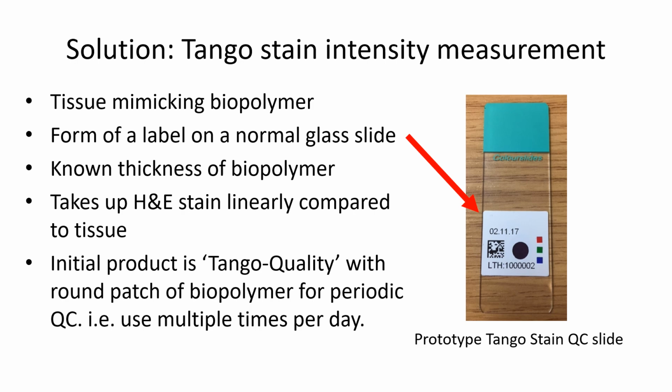So the method we've chosen is to use a tissue mimicking biopolymer placed onto a glass slide. Ordinarily, this would be clear, unstained. We then place that through the stainer alongside the tissue in a normal carousel, and it is stained in the same way as the tissue would be. But because the biopolymer is of a known thickness and has a linear response with respect to stain, we can look at the colour and we can actually quantify how much stain that quality slide got, and from that infer what the tissue got. This is a periodic quality control tool and could be used, for instance, several times a day.